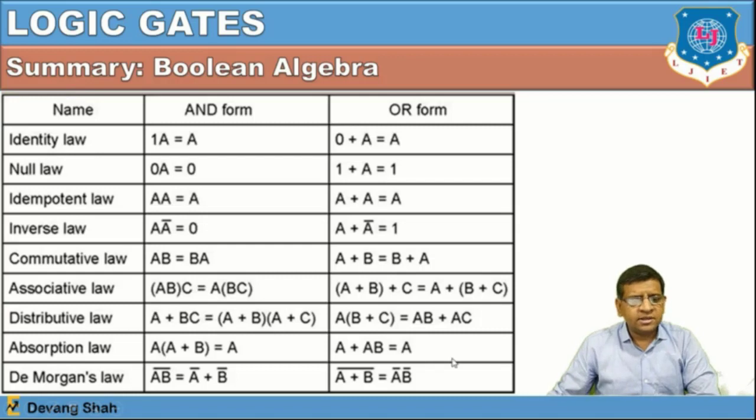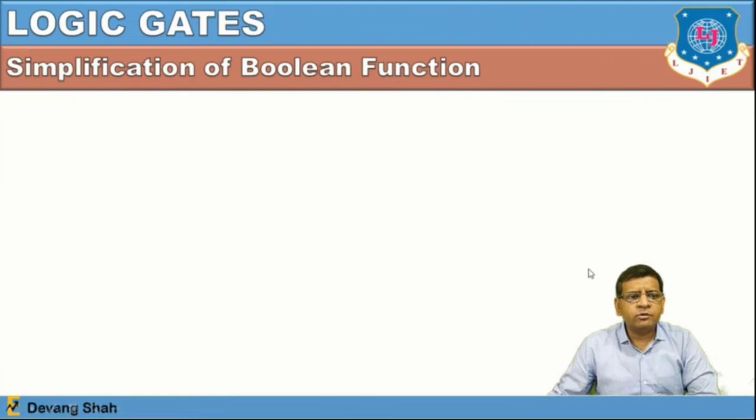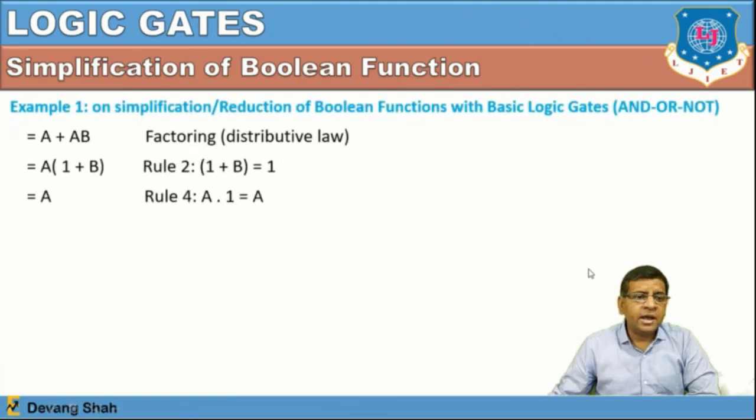The last one is De Morgan's law, which we have just discussed: (A plus B) whole bar is equal to A bar into B bar, and (A into B) whole bar is equal to A bar plus B bar. You use this De Morgan's law, and from that you can apply simplification to any Boolean function. You apply all the rules and you get A plus A bar, which is equal to A.